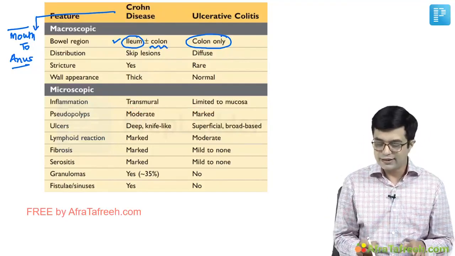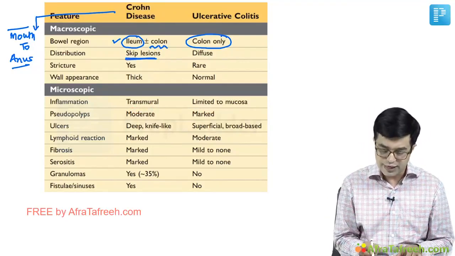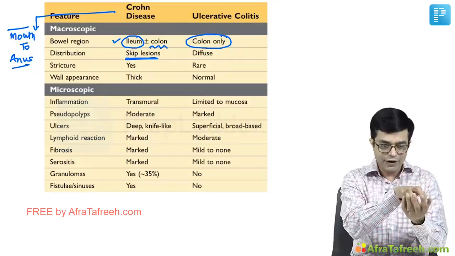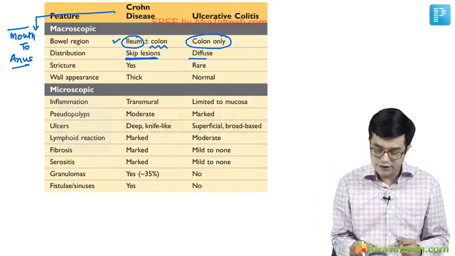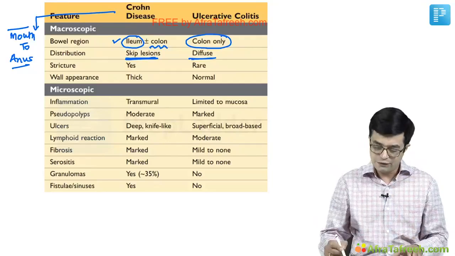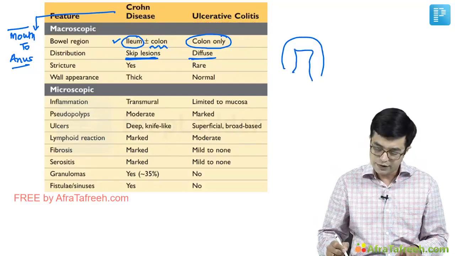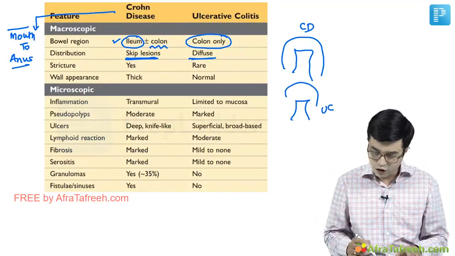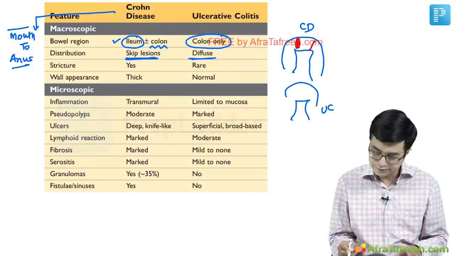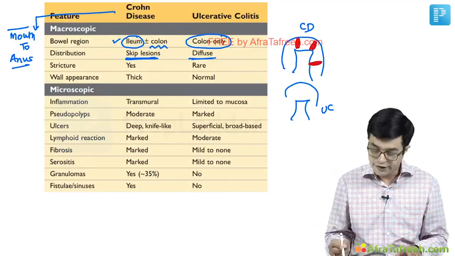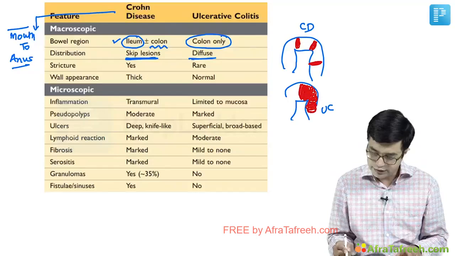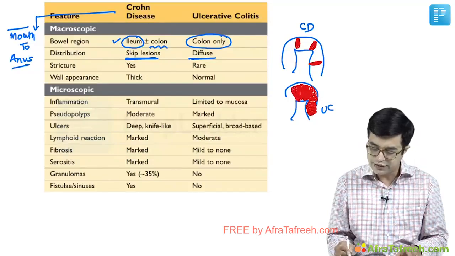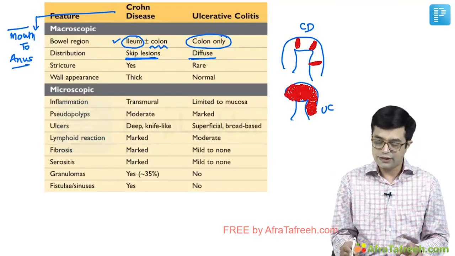Then distribution. Crohn's disease is not diffuse. There are always skip lesions. So in Crohn's disease, there will be an intensely inflamed part, then some normal gut, then intensely inflamed part, then some normal gut. Whereas colitis will have a diffuse involvement. Diffuse means, if this is the colon involvement in Crohn's disease and this is the involvement in ulcerative colitis, the involvement in Crohn's disease will be like this, right? Whereas in ulcerative colitis, it will be like this, whatever part is involved. It will be a continuous distribution. There will be no skip areas. So this is how the distribution happens.